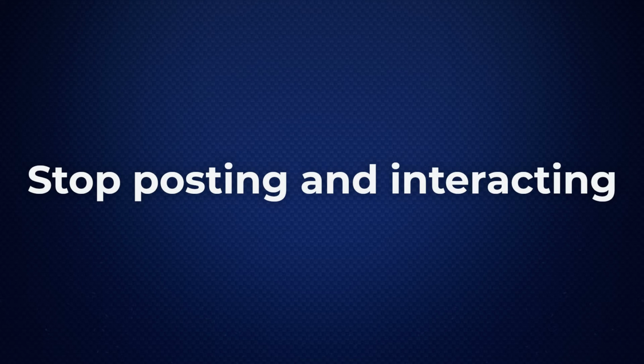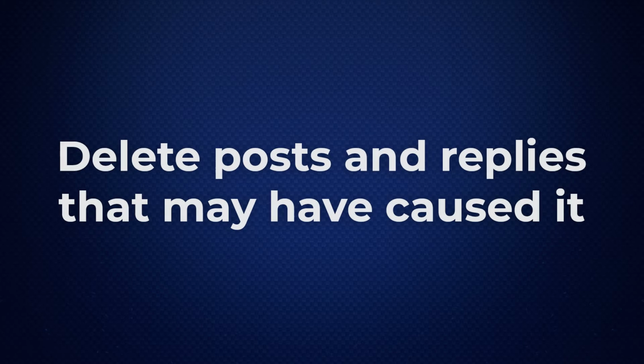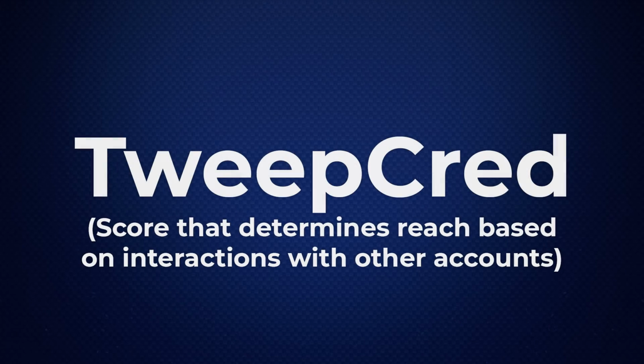Now that you know what causes shadow bans, you are ready to fix yours. When you notice that you are shadow banned, the first step is to immediately stop posting and interacting so that you don't make things worse. Then, to fix the shadow ban, you need to clean up your account by deleting posts and replies that may have caused it. Shadow bans are usually caused by having low TweepCred, which means you interacted with or posted low quality content. By cleaning up your account, you will raise your TweepCred score and remove the shadow ban.